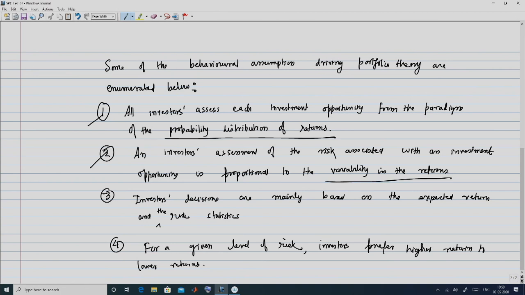So, that is another factor that needs to be taken into account, whether the particular asset returns are extremely volatile or less volatile. And consequently, as a result of the first two assumptions, the investor decisions are mainly based on the expected return and the risk statistics. Later in today's discussion, we will talk in a little more detail about what we mean by expected return and the risk statistic. And finally, and this is an obvious rational way of looking at it, for a given level of risk, so if you have two assets with identical amount of risk, the investor is obviously going to go for the one which offers a higher return as compared to the one that has lower returns.